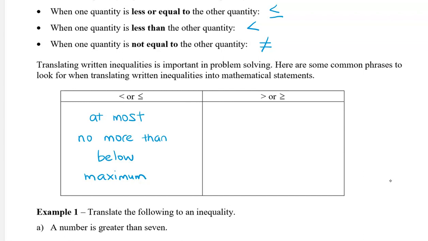For the greater than or greater than or equal to, we have the opposite of at most, which is at least. No less than, above, or a minimum.